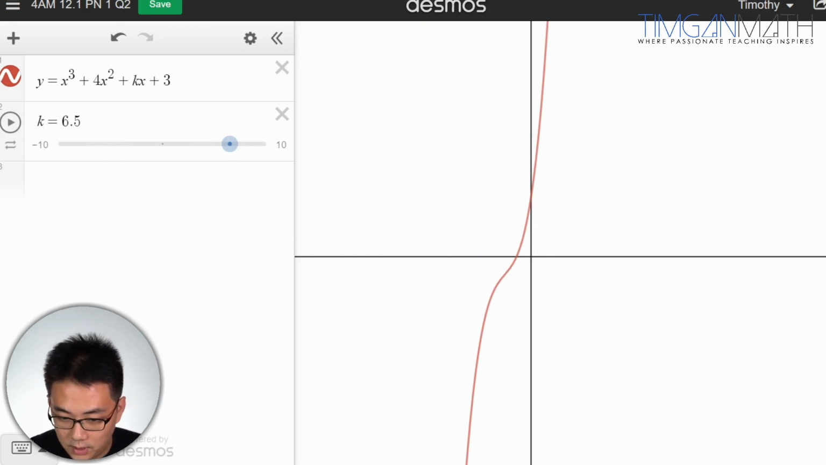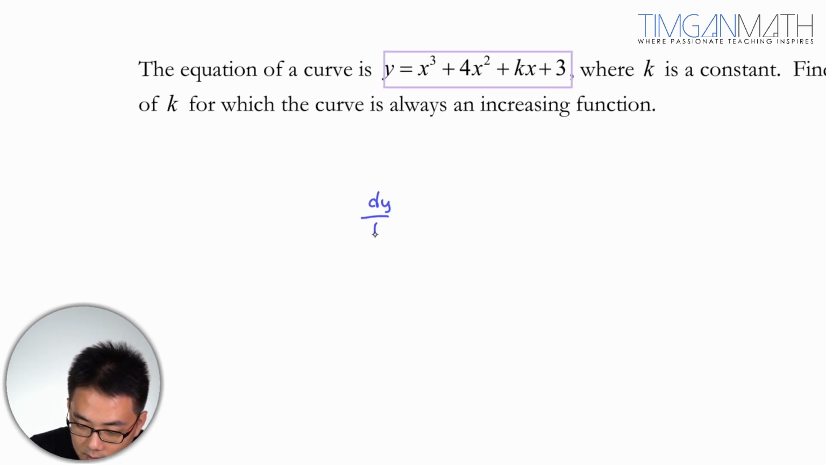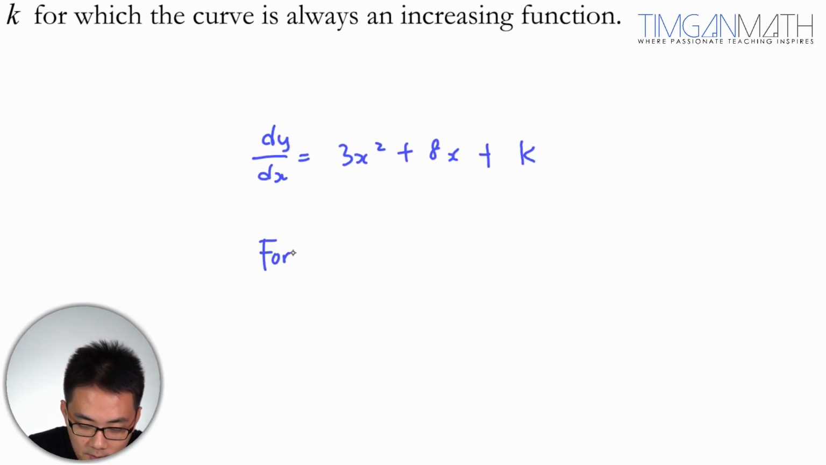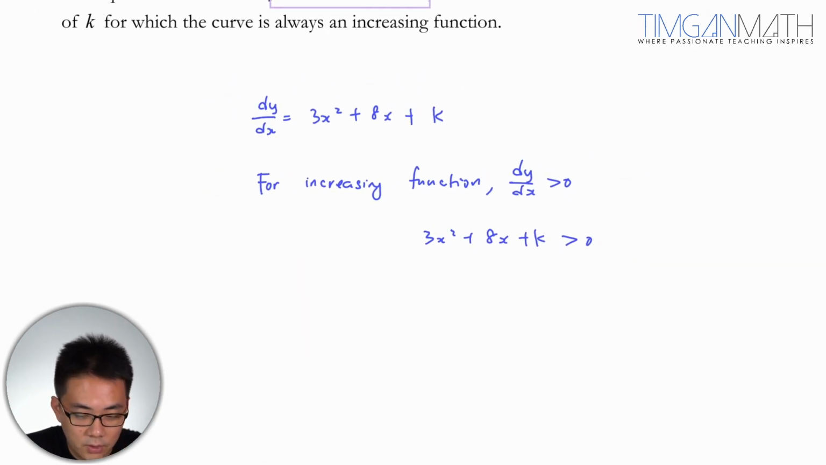So we are going to do this by using differentiation. This is what you do. First thing, we find dy/dx of this part. So this is 3x squared plus 8x plus k. Then after which we find the set of values for which it is increasing. For an increasing function, we need dy/dx bigger than 0. So from here, we have 3x squared plus 8x plus k bigger than 0.